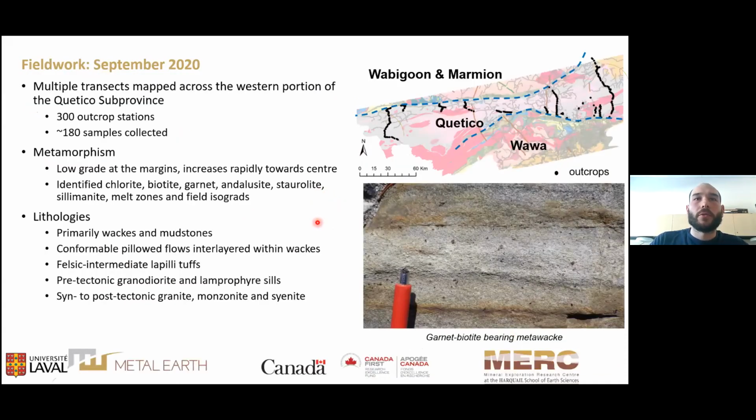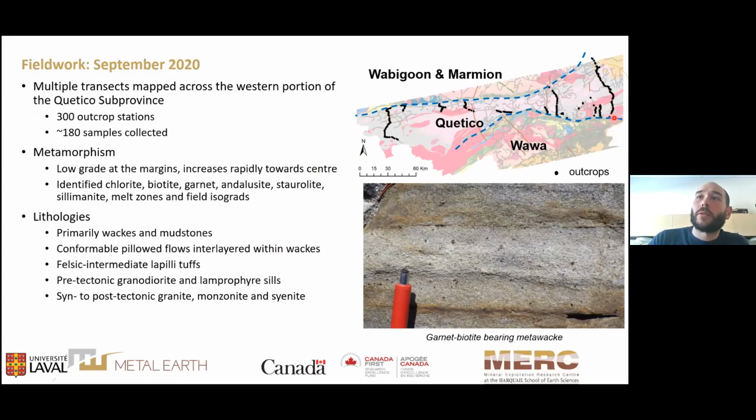Just to give you an overview of what we did last September. We were able to go on the field, which was really great. We went on the western Quetico. To give you an idea, this is Thunder Bay. This is Atikokan. We decided to do some transects crossing the entire Quetico subprovince. Every black dot is an outcrop. We visited more than 300 outcrops, and we were able to define the field isograds.